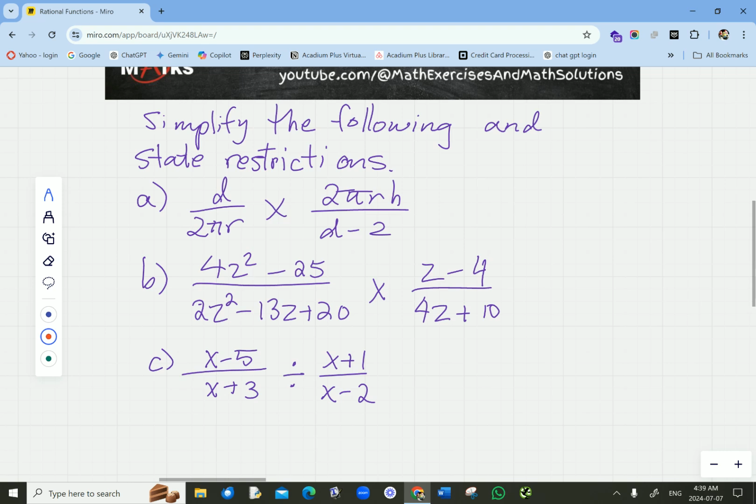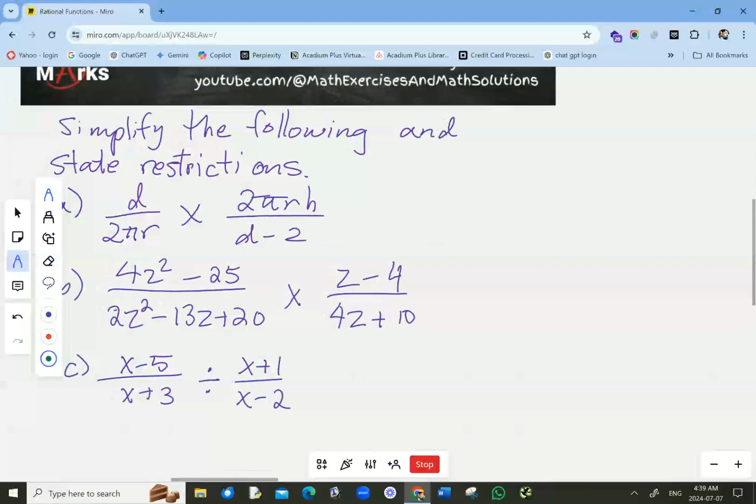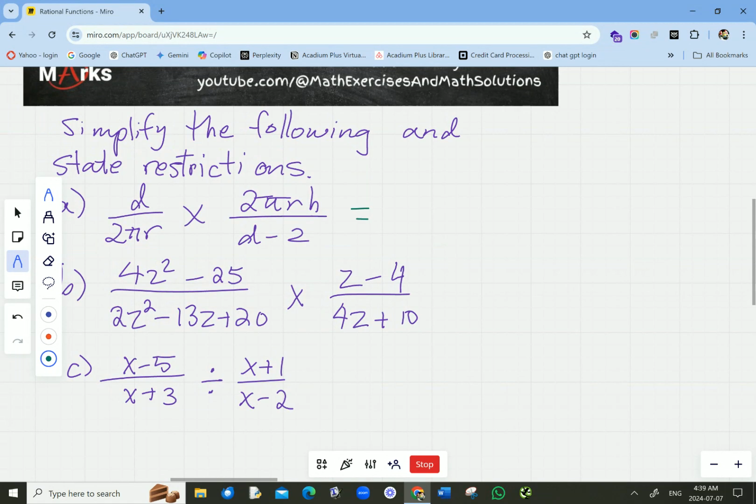So first thing is we're going to determine what our variables are. So variables are D, R, and H. And we're going to multiply. So multiplying rational expressions or functions is very much like multiplying fractions. So that's all we're doing here. We're multiplying fractions. So let's see if we can do this towards the right-hand side. Okay. All right, so I'm just going to rewrite it like this. I find it a little easier when it's like this.